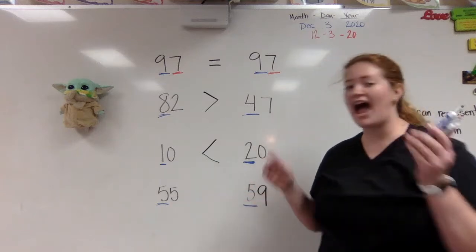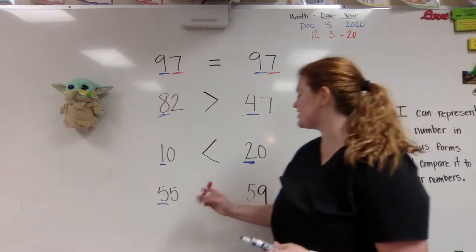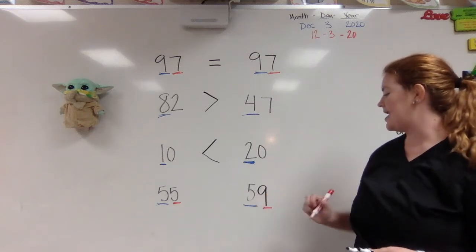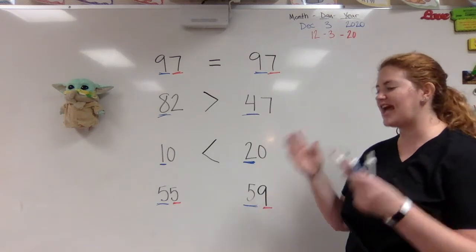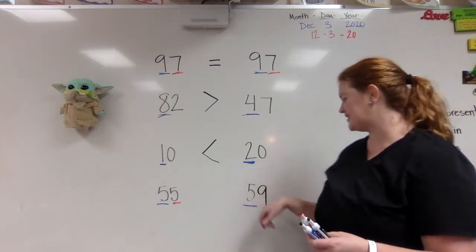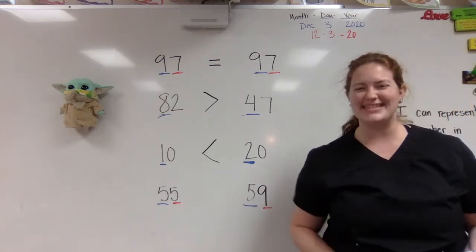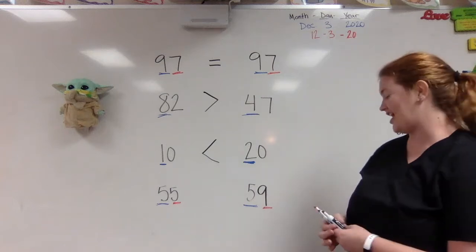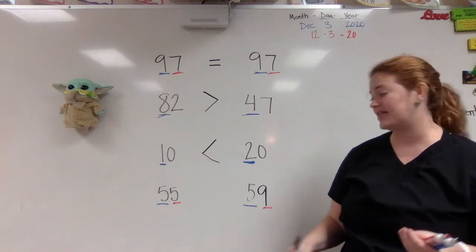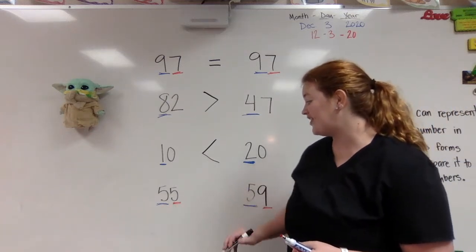Okay, they both have 5 tens. This number has 5 ones, and this number has 9 ones. Okay, if their tens are equal, I need to look at their ones. This has 5 ones, this has 9 ones. 9 ones is definitely greater than 5 ones. So I'm going to have to use that less than symbol again because I'm going to read it as 55 is less than 59.